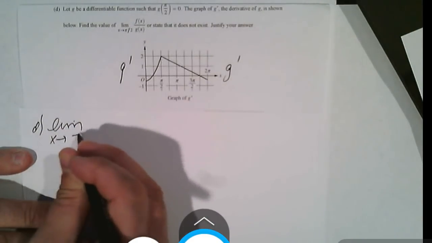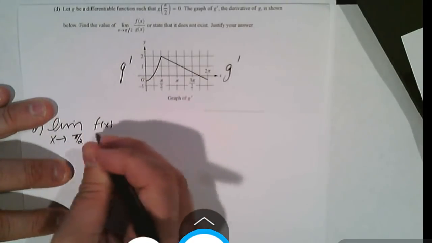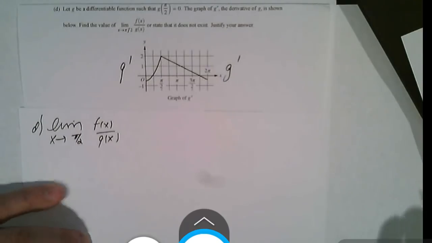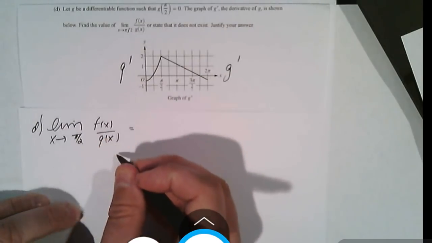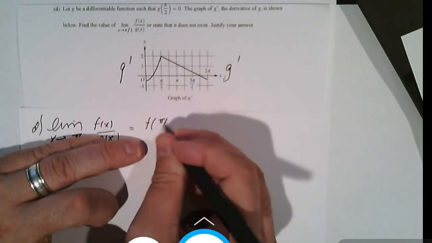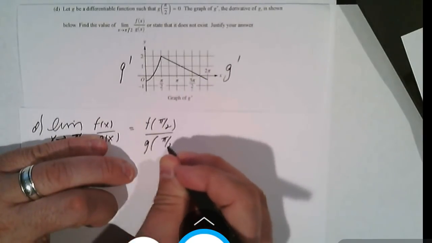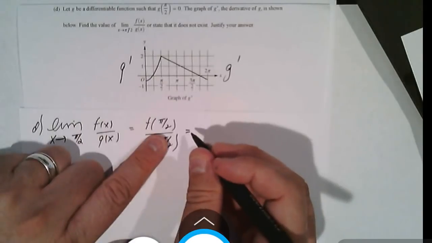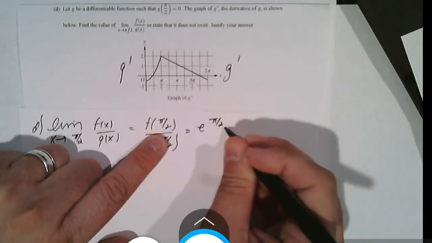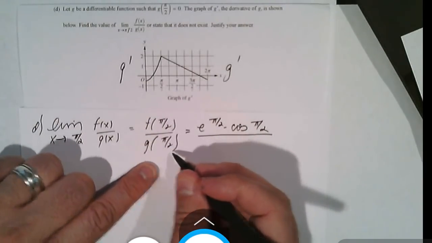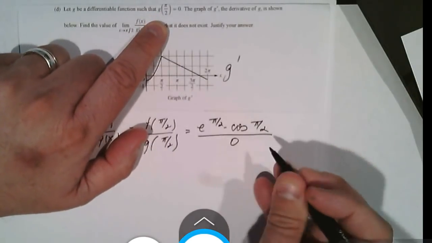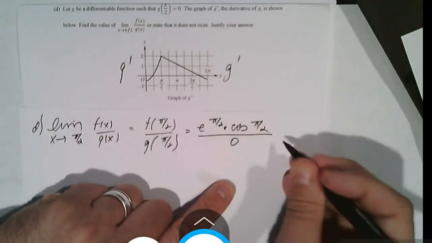They want me to find the limit as x approaches pi over 2 of f of x over g of x. Now, I would expect most students are going to do something like this. They're going to say, all right, well, the limit as x approaches pi over 2 of f of x over g of x, well, that's the same as f of pi over 2 over g of pi over 2. Well, what's f? They told us earlier that was e to the x times cosine of x. What's g of pi over 2? They told me that that's equal to 0. Okay. Gosh, how does that get me anywhere?